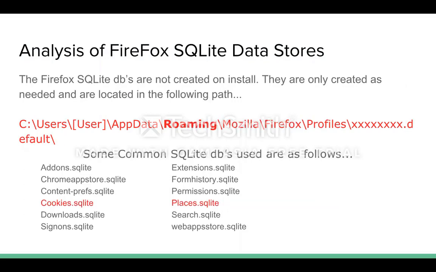Our next data store that we will be looking at are some of the SQLite databases that, like the cache, are not created on install. They're only created as needed and are located in the following path: AppData, Roaming, Mozilla, Firefox, and you go from there. So here are some of the common SQLite databases, but not all of which will be on every install. We'll be looking at the cookies and places SQLite data store.